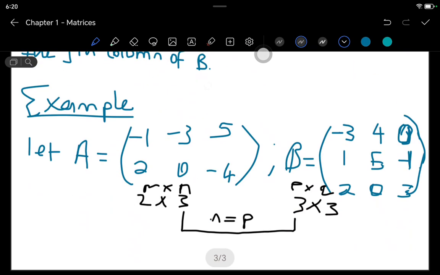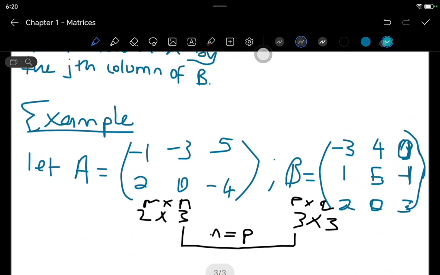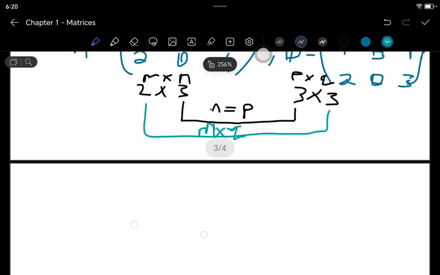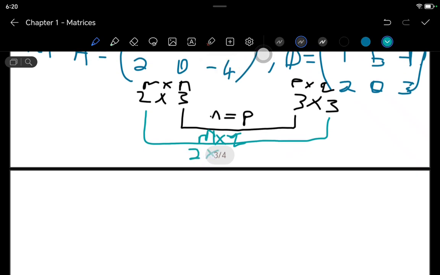And if that's the case, the final matrix will always be M by Q, which is 2 by 3, right? The final matrix here will always be 2 by 3. This is the final matrix.